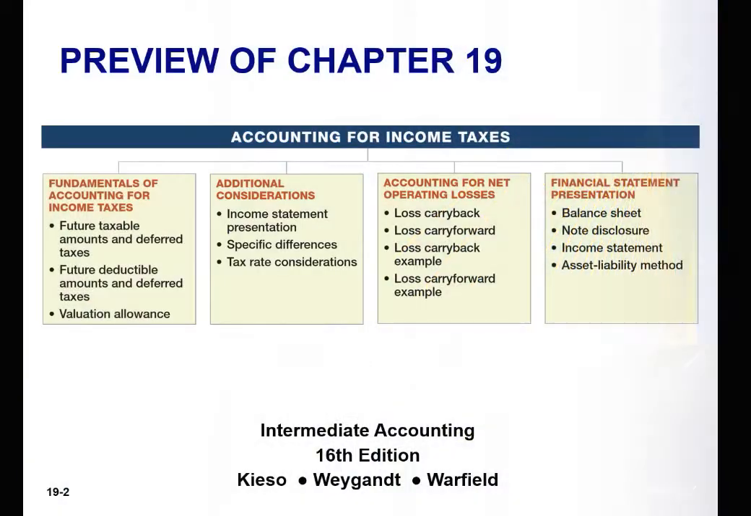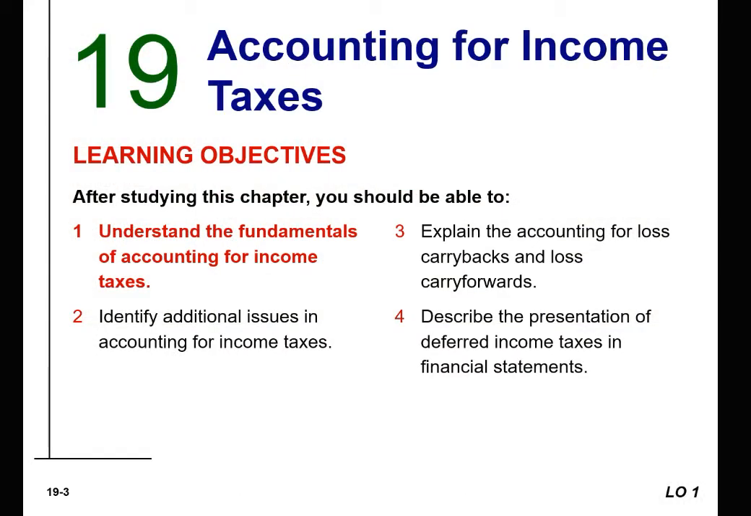Chapter 19. Chapter 19 deals with accounting for income taxes. This does not mean that we're going to go into great detail of what's deductible, what's taxable, but what we're going to look at is the differences between what the IRS says and what GAAP says. This particular chapter is going to talk about the fundamentals of accounting for income taxes, some of the additional issues that are related to accounting for income taxes, the accounting for loss carrybacks and loss carryforwards, and the presentation of deferred income taxes in our financial statements.